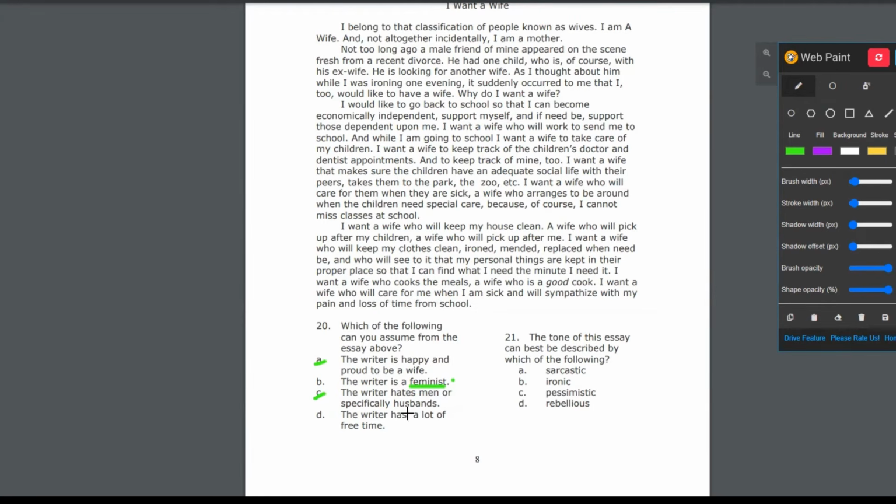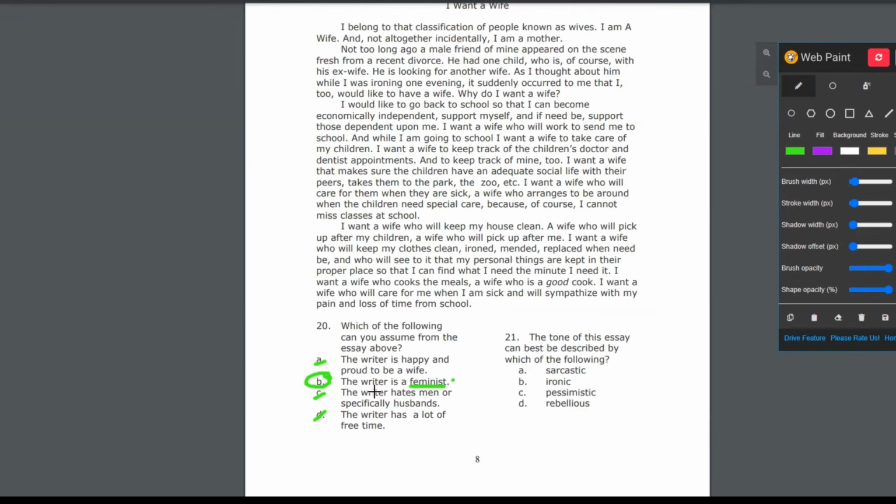All right, and then D, the writer has a lot of free time. So we know that she's a wife and she's a mother. And based on all the things that she would want her wife to do, what does that mean? What can we get from it? Her wife wouldn't even have time. So if she is the person that she's seeking, she doesn't have the time, which leaves us with B, she's a feminist.